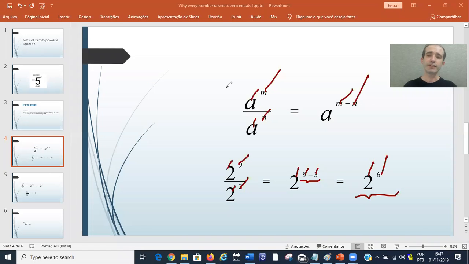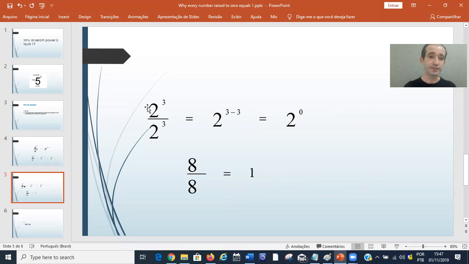Why is it important to remember this kind of rule? Because in the next slide you are going to see the answer why any zeroth power is equal to 1, and you are going to get the answer by remembering this rule, this division rule, power division rule, right? Let's move on. You can see here the next slide.